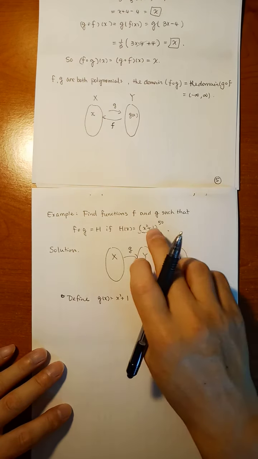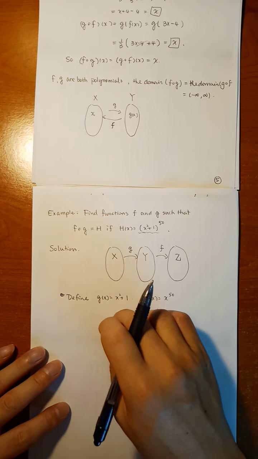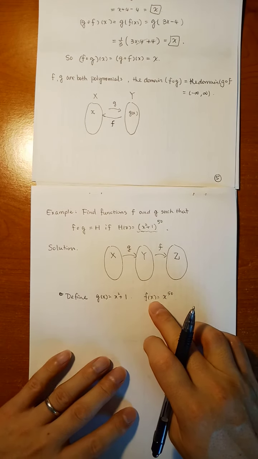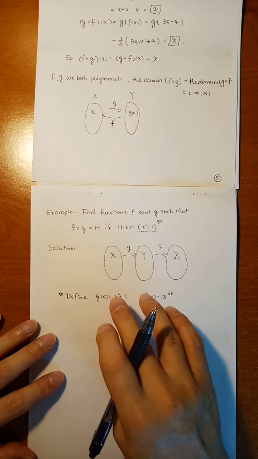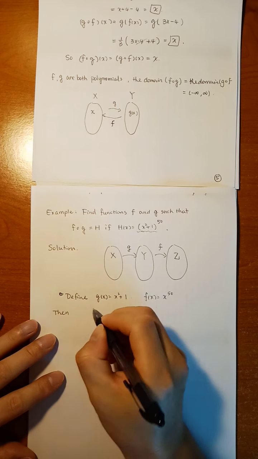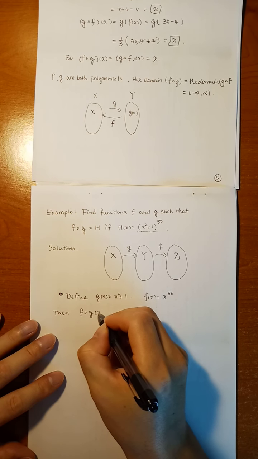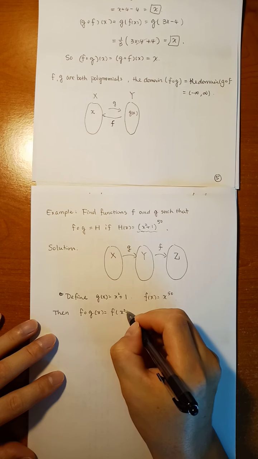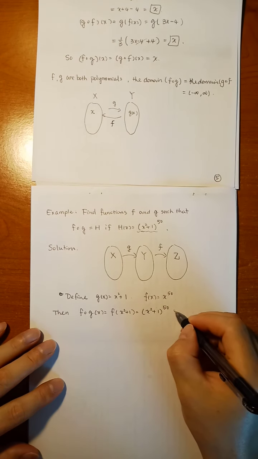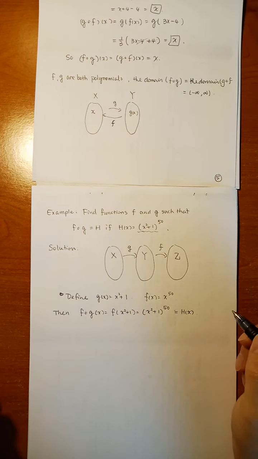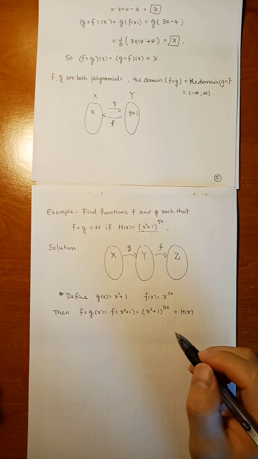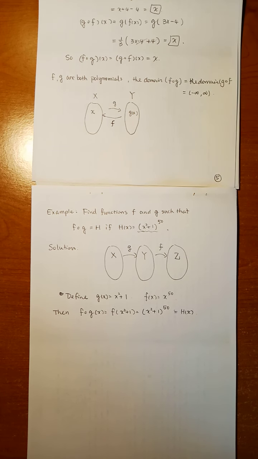So that's how we define these step functions: the first step function, the second step function, g and f. Once you compose these two functions together, you will get h, so it is equal to h of x. And this is the solution. Let's see more.